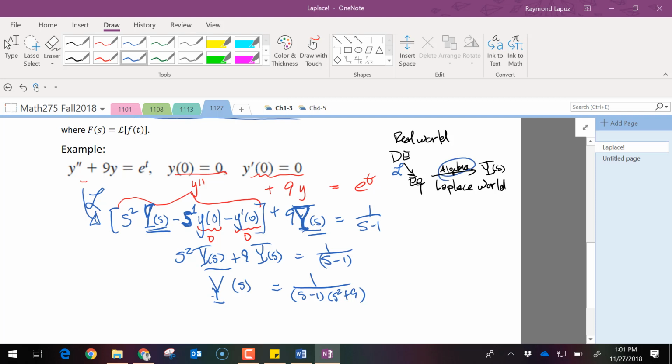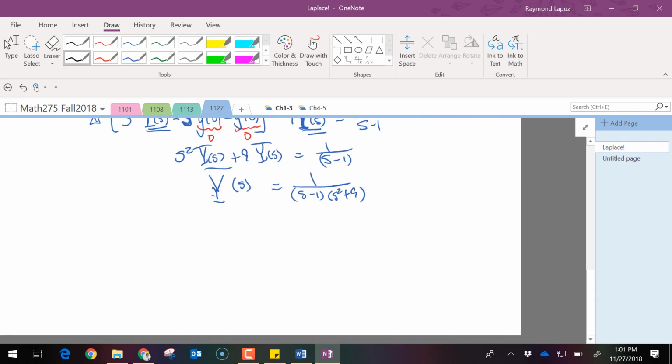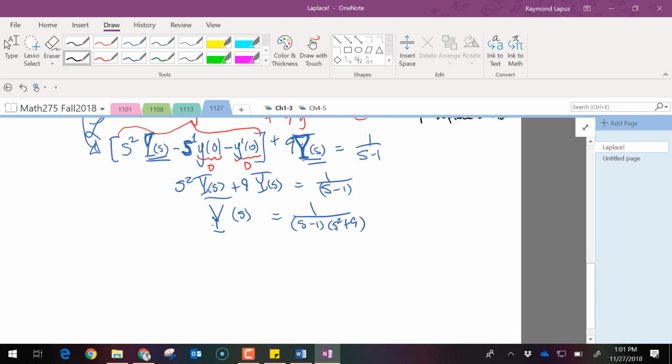So we do the algebra to solve for this, and then we need to go back to translate this back to the real world through the inverse Laplace transform to get our solution. So instead of using calculus to solve for this in the real world, we go to the Laplace world to use algebra to solve for this. So that's the basic idea, and now we need to take that one step back.